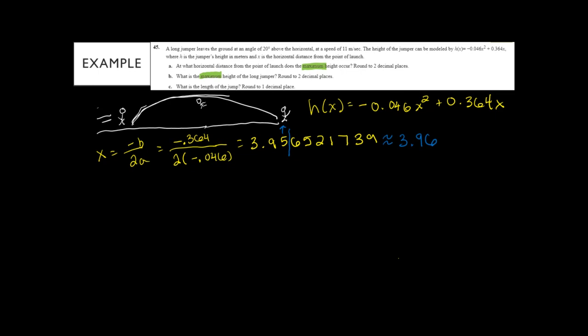Now, because this problem tells you to round before they get to the next part, part B, when we're finding the height, we can use the rounded version. If they did not tell you to round first before they gave you the next part of the question, you would use the full version. So because they told us to round to 2 decimal places, I can use 3.96 going forward.